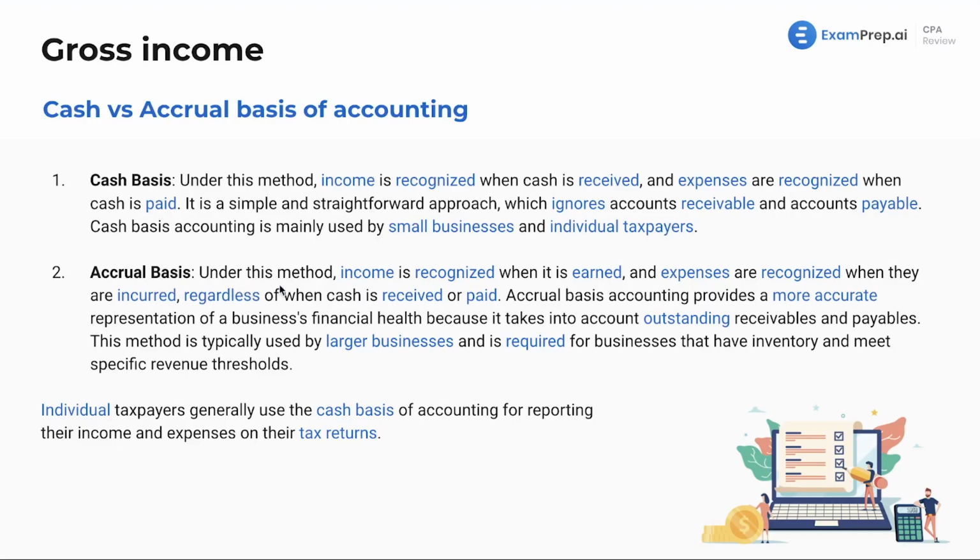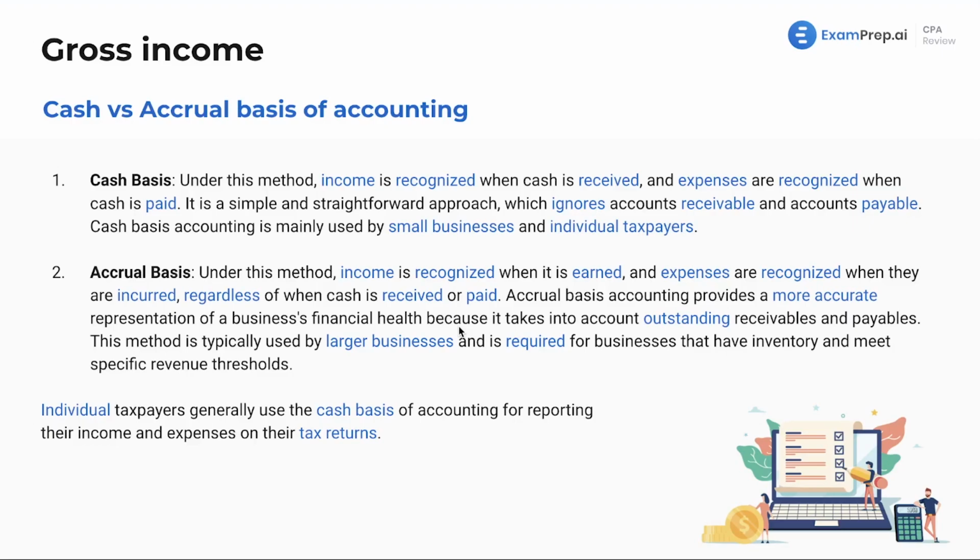Now for accrual basis, under this method, income is recognized when it is earned and expenses are recognized when they are incurred, regardless of when cash is received or paid. This is where we have things like AR, AP, unearned service revenue, prepays, all that good stuff. Accrual basis accounting provides a more accurate representation of a business's financial health. This is used for creditors, investors. That's why we use it in financial accounting.